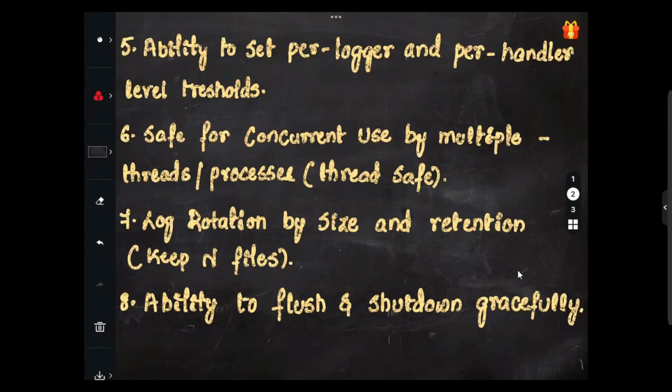So the fifth one is the ability to set per logger and per handler level thresholds, right? Next, let's go with the sixth one. It has to be safe for concurrent use by multiple threads or processes, meaning it has to be thread safe in simple terms. So this is fine.